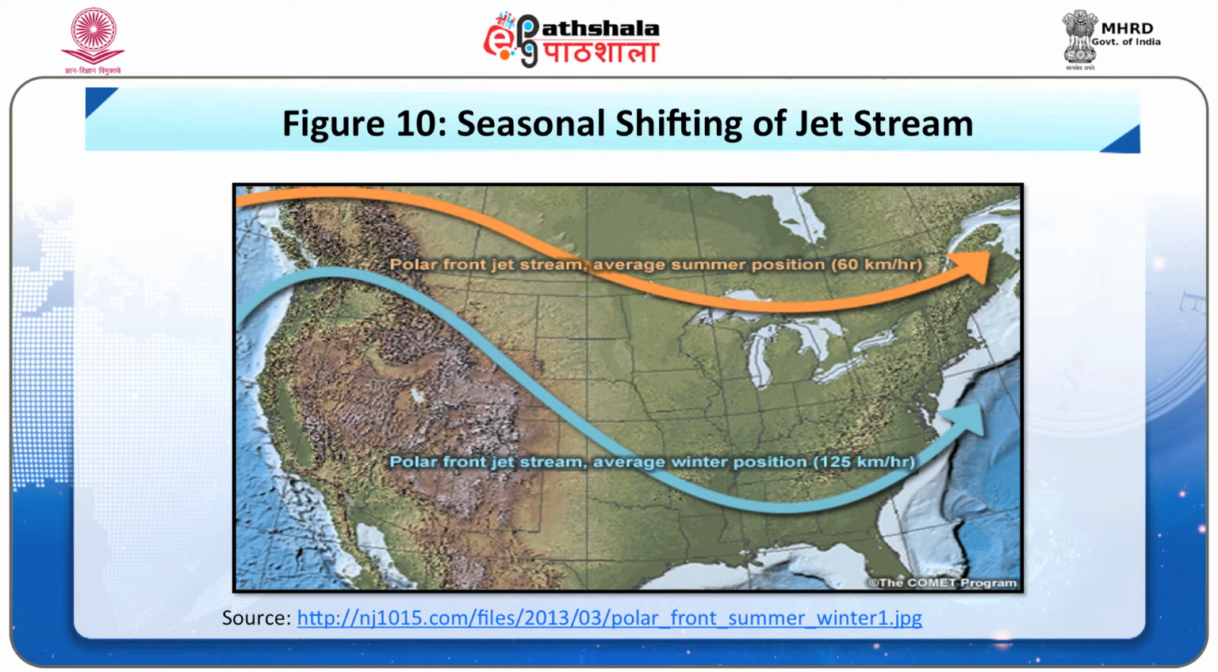In summer season, the crests or ridges of the Rossby waves are located over the continents and the troughs over the oceans. In winter, the continents are under the troughs of the wave while the oceans are under the crests. The seasonal northward and southward shifting is also more conspicuous over the continents than over the oceans. This is mainly due to the differential rates of heating of land and sea.